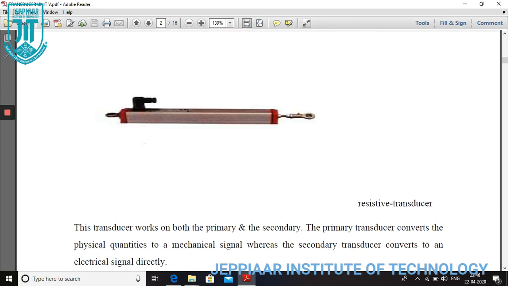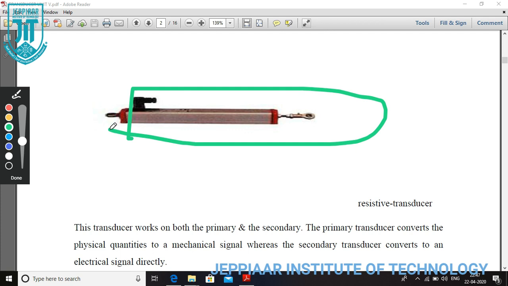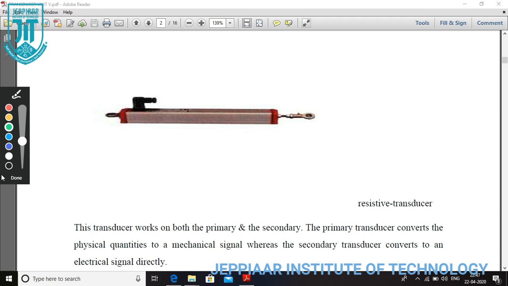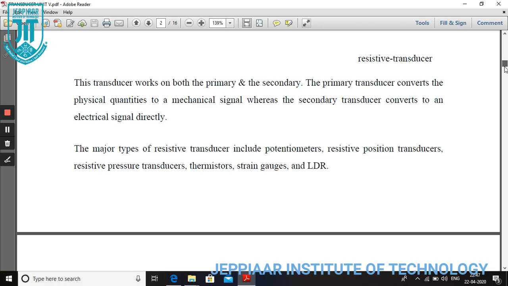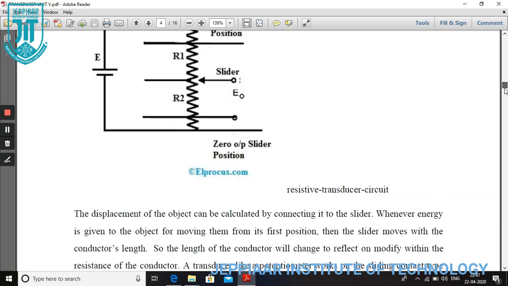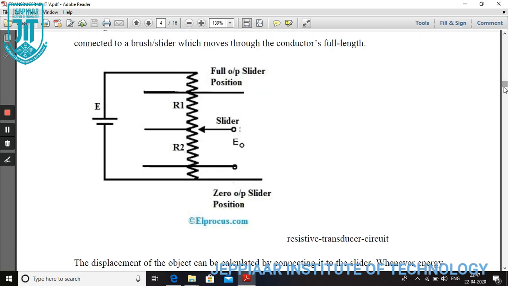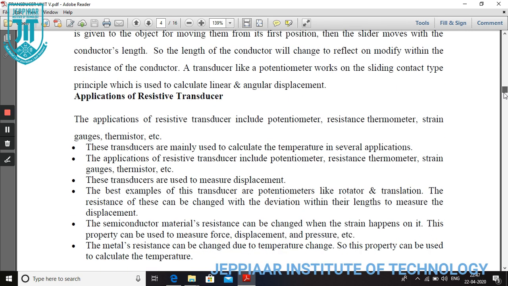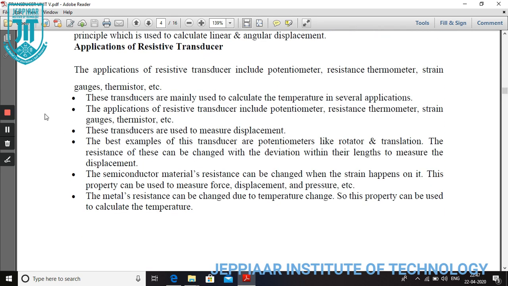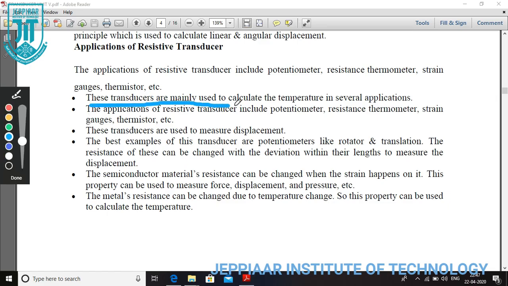This is the model of a resistive transducer. We can see the picture. On the net also we can see a lot of pictures of resistive transducers. This is the symbol I have shown here. The same thing applies for the capacitive transducer also. This is the picture of how the resistive transducer will be connected. The resistive transducer is used in many places. It is mainly used to measure temperature in several applications.